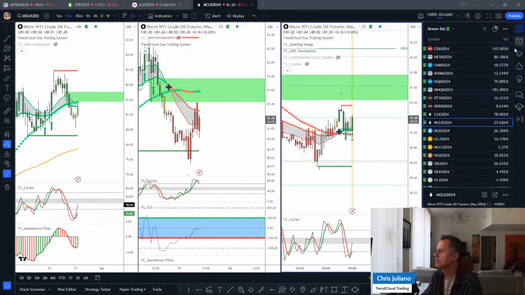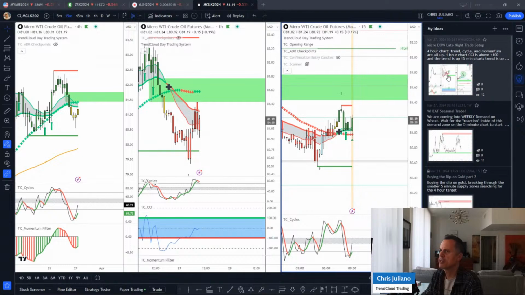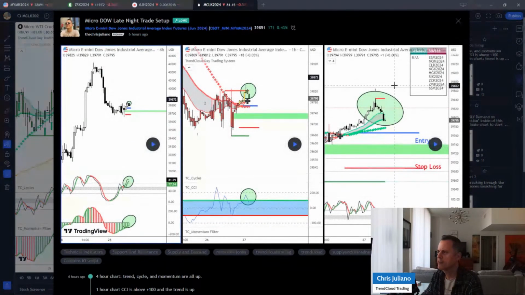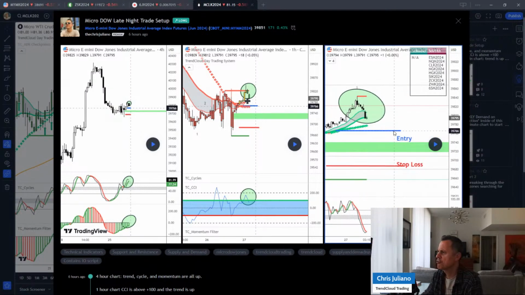I posted this trade last night for everybody on TradingView. Let me show you. Does it show up? Yay, it shows up. So here last night, the micro Dow was pulling into our zone here. Here's the entry. I even documented everything. Here's the entry, here's the stop.